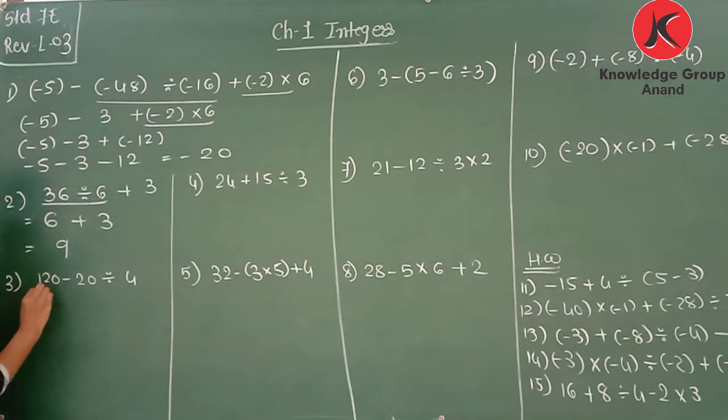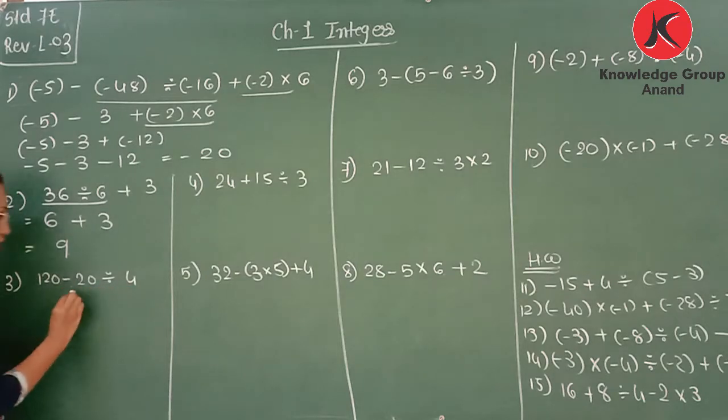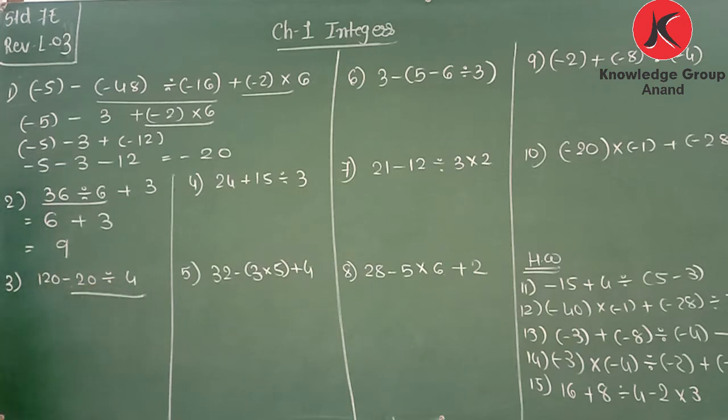So now here 120 minus 20 divide 4. So what operation do we perform first? Division. -20 divide 4 is 5. Minus is there, so we write -5 because one negative sign is there. Now 120 minus 5 is 115.